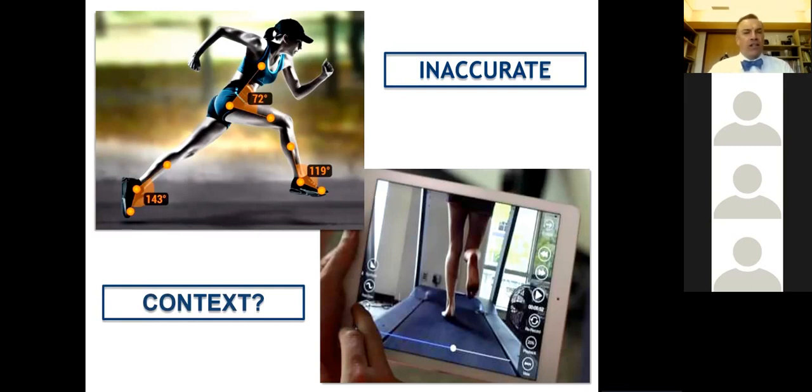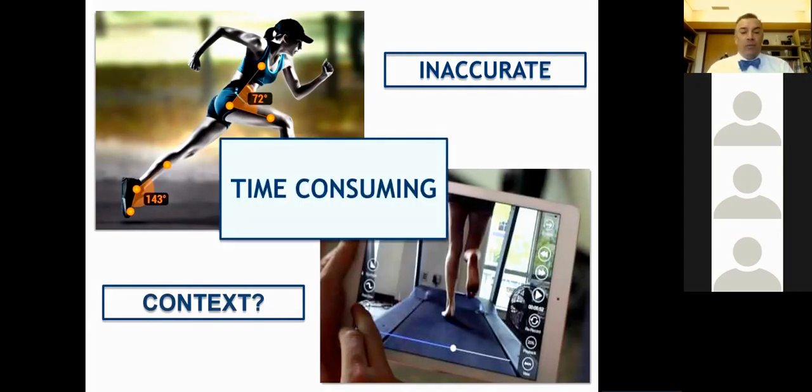More importantly, the context is really important to help the clinician and the patient really understand what is going on with their injury. So for example, what does an angle of 143 degrees at the ankle mean? Is that too much? Is that too little? What's the context behind that? Is 72 degrees of trunk lean appropriate? Should it be more? Should it be less? And by how much? So really what we're trying to accomplish here are two different things. We're trying to bring some clinical context to the information itself and help people understand what these numbers mean. And we're trying to reduce the time that's involved in performing this gait analysis.